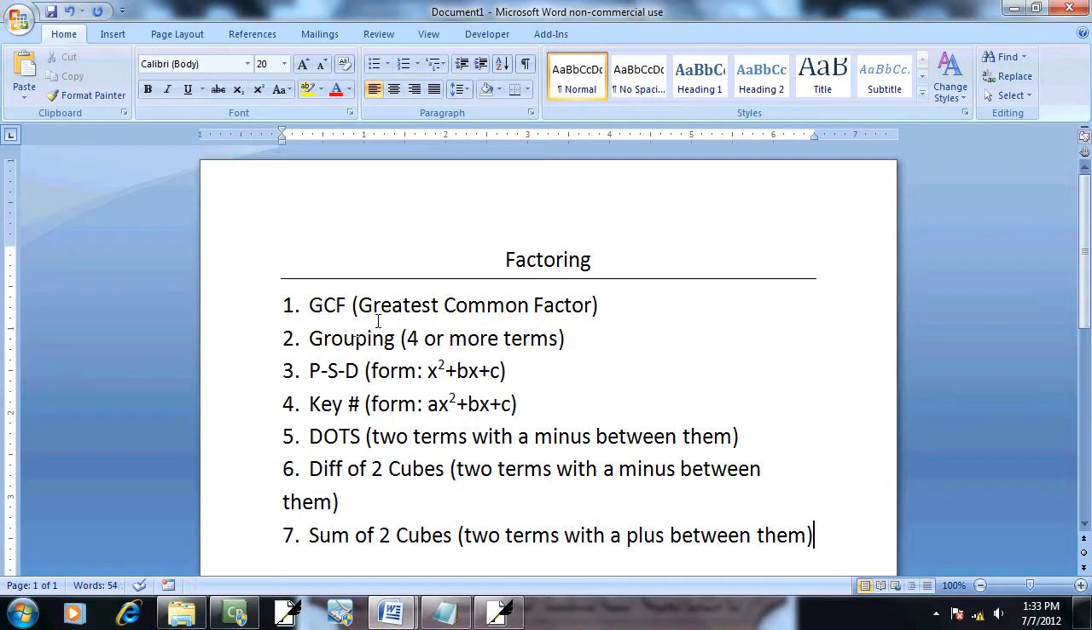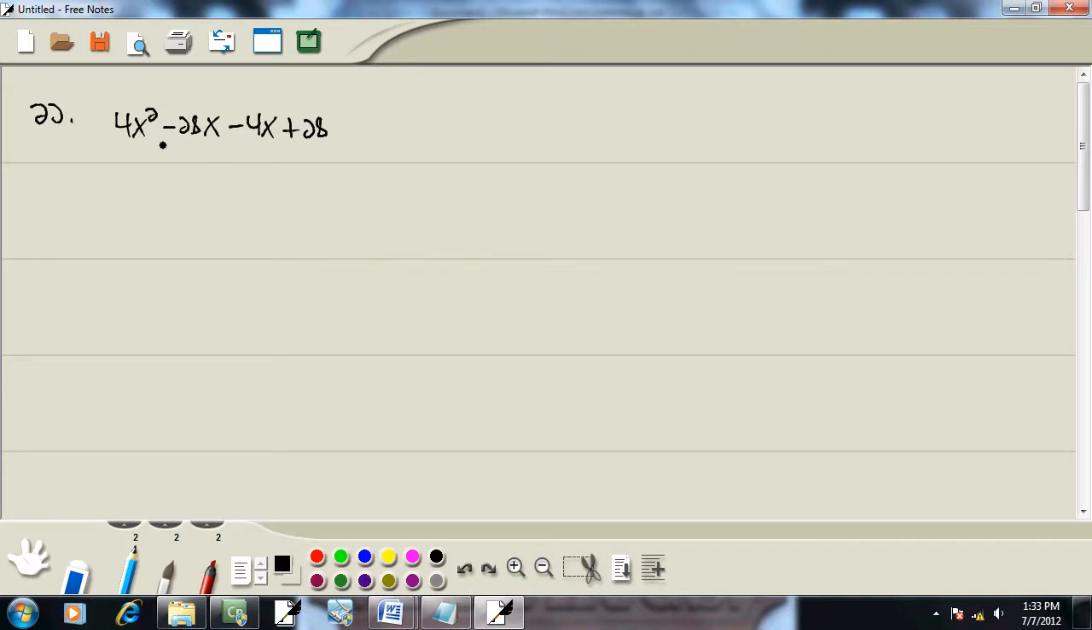Always our first method of factoring is GCF, the greatest common factor. Well, it looks like they're all divisible by 4, so I can factor a 4 out. And that gives me x squared minus 28 divided by 4 is 7, so 7x, minus 4 divided by 4 is 1, so we've got negative 1x, or just negative x, plus 28 divided by 4 gives us 7. So that's the GCF. Now looking at just what's inside the parentheses, the 4 just keeps carrying down but doesn't change anything.